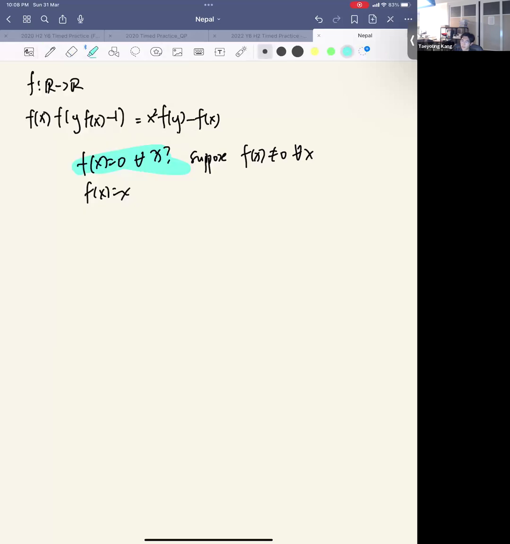So suppose there exists x such that f(x) is not equal to 0. So how to proceed after this? You can try (0, y). What would that give us? That gives us that f(0) f(-1) is equal to minus f(x), correct?